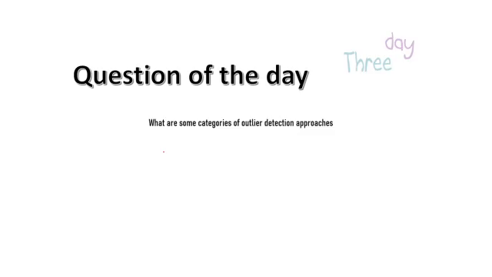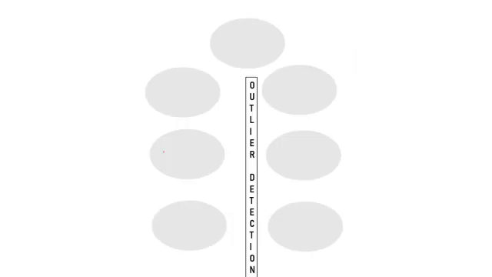We are on day 3, and the question of the day is: what are some categories of outlier detection approaches. There are many categories, so we are going to be discussing quite a number of them. First we'll talk about the statistical methods.